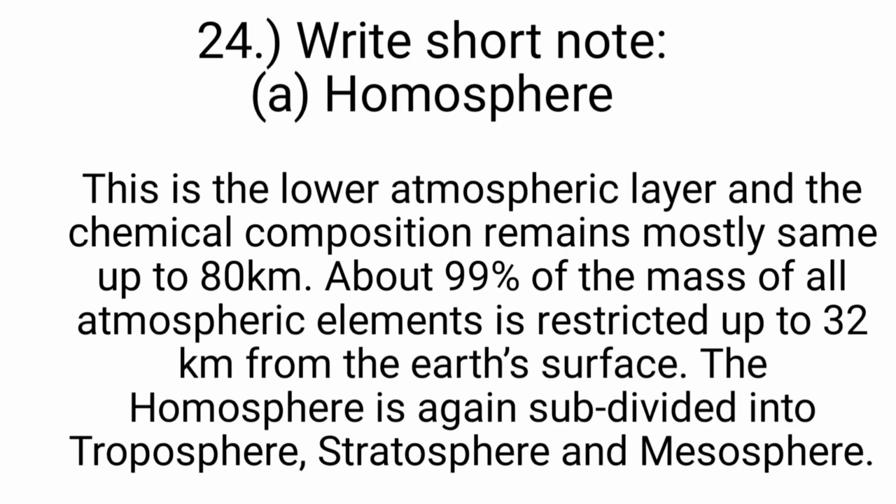Question number 24a, write short notes. Homosphere. This is the lower atmospheric layer and the chemical composition remains mostly the same up to 80 km. About 99% of the mass of all atmospheric elements is restricted up to 32 km from the Earth's surface. The homosphere is again subdivided into troposphere, stratosphere and mesosphere.